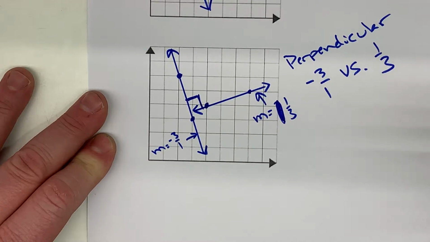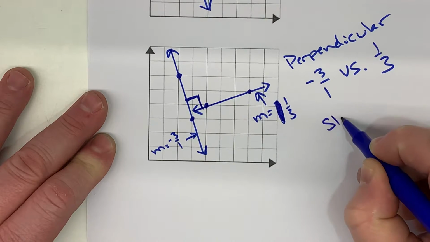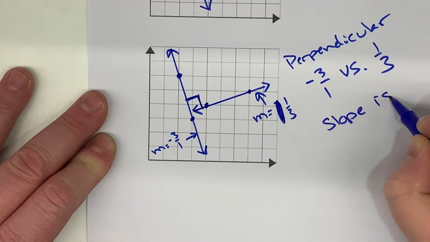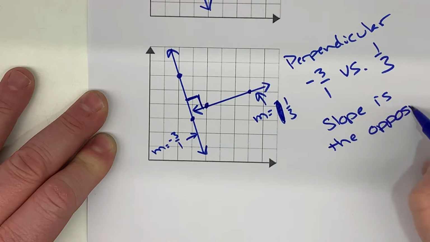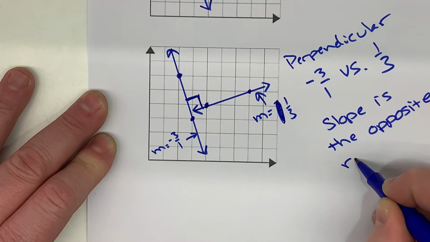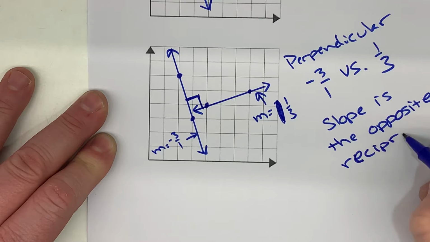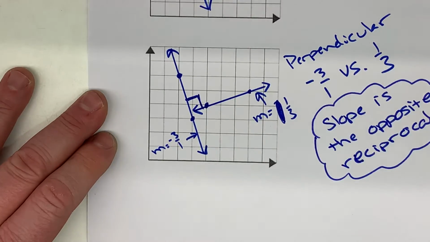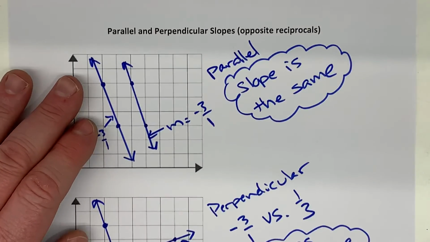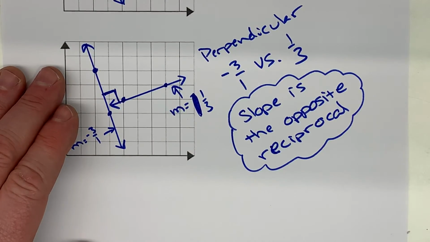So the way we say it is I say that slope for perpendicular lines, slope is the opposite reciprocal. My slope is going to be the opposite reciprocal for a perpendicular line. So what do we have? Parallel lines, slope is the same. Perpendicular lines, slope is the opposite reciprocal.